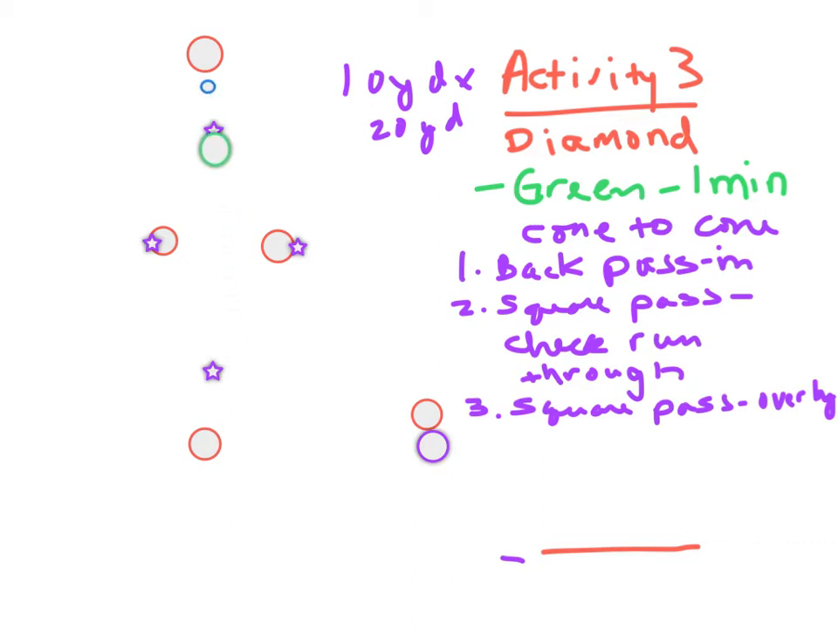This green person has to go cone to cone. They either get the ball back here, or they can do a variation where this person would pass it directly to one of these people and come off of it. They can do either.